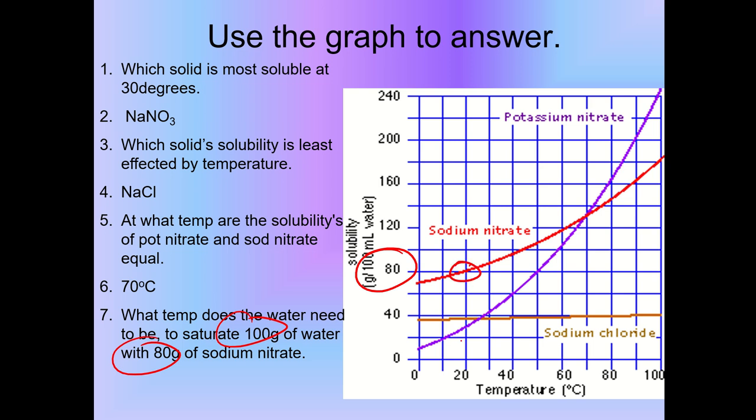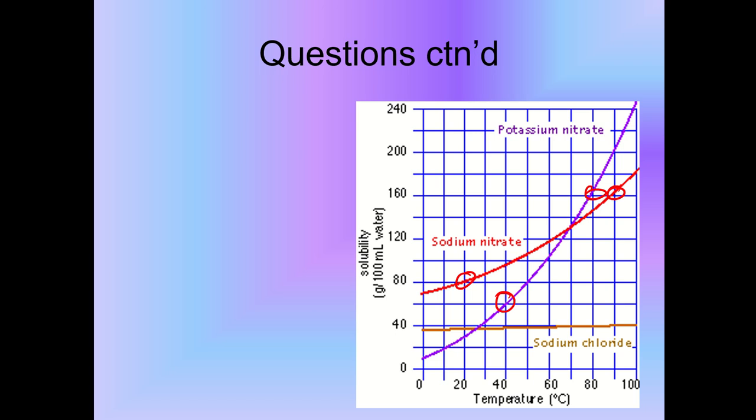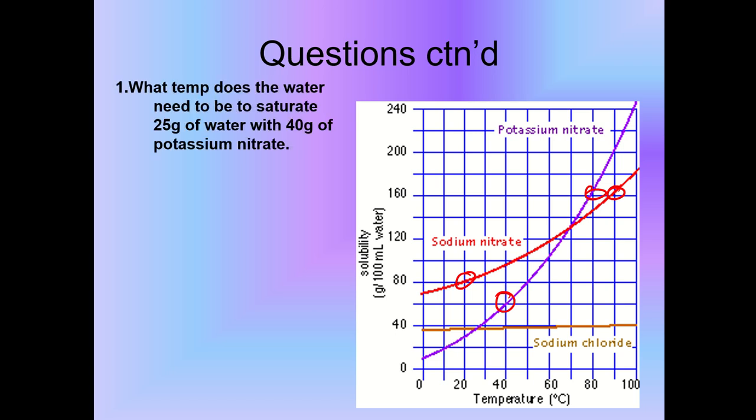So if I go across and down from 80 down, it's 20 degrees Celsius. So at 20 degrees Celsius, 80 grams of sodium nitrate will dissolve in 100 grams of water to saturate. You cannot get any more to dissolve. So the answer is 20 degrees Celsius. Those are all pretty simple, straightforward introductory questions. We'll start cranking it up now, making things a little bit trickier.